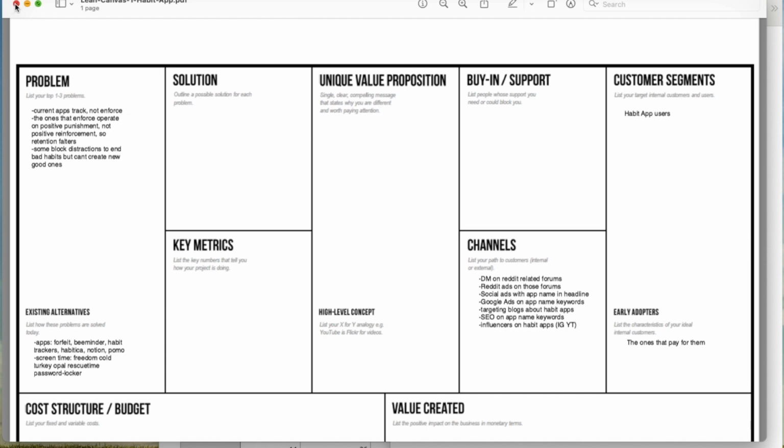So number one, habit apps. These are the initial things I'm going to be doing, through these channels, trying to find customers that use these existing alternatives, preferably pay for them, and then just trying to talk to them and figure out what their problems are. Not phrasing it as a problem, but just understanding their workflow and seeing if there are problems in these workflows that are big enough to be worth solving.